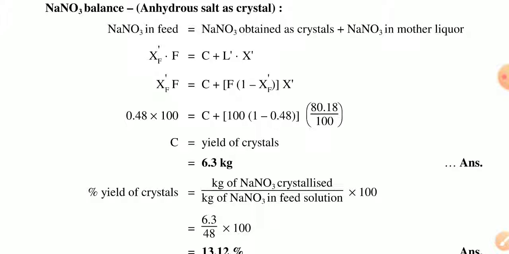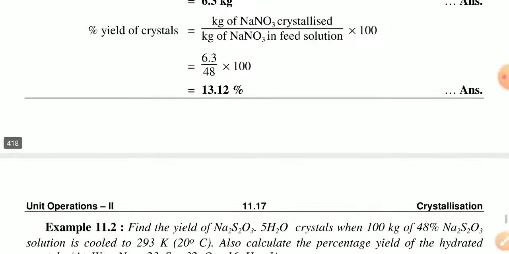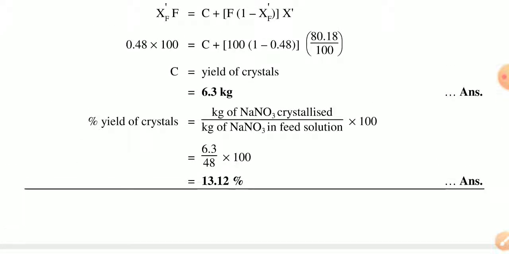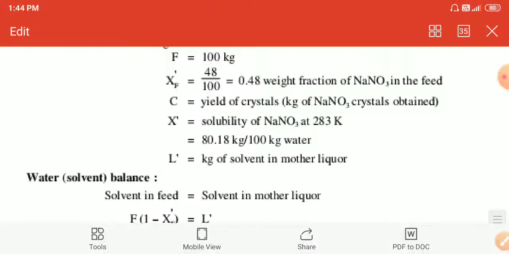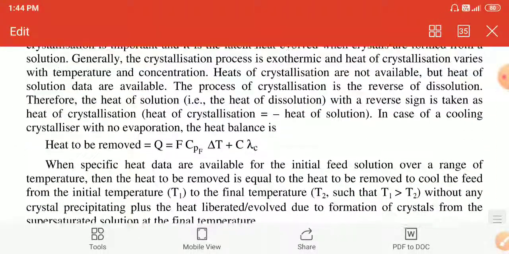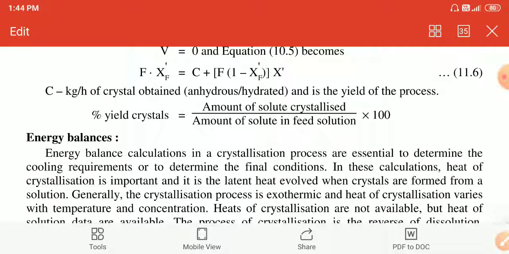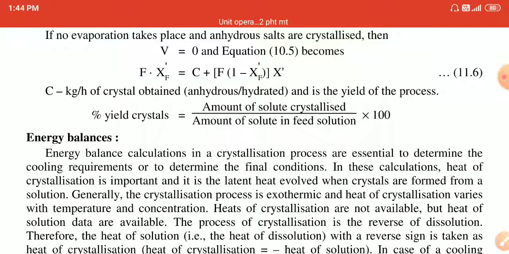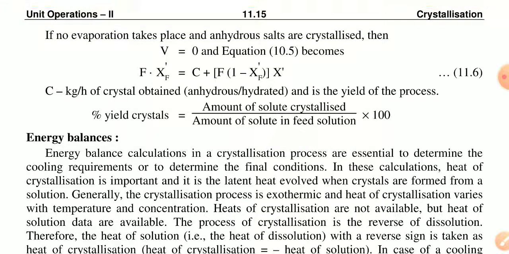So C is equal to the yield of the crystal form, 6.3 kg. Then the percentage yield of the crystals is equal to kg of NaNO3 crystallized divided by kg of NaNO3 in the feed solution, multiplied by 100. That is, the percentage yield of the crystal is the amount of solute crystallized divided by the amount of solute in the feed solution, multiplied by 100.